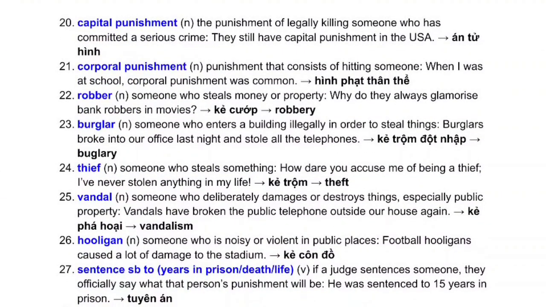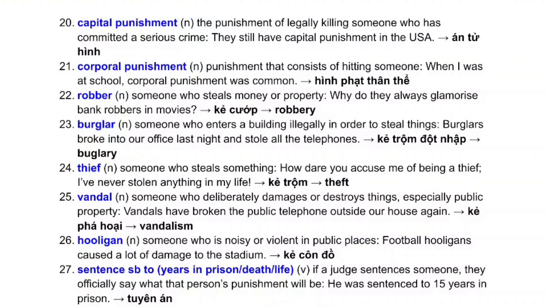20. Capital punishment. Capital punishment means the punishment of legally killing someone who has committed a serious crime. Example: they still have capital punishment in the USA. 21. Corporal punishment is the punishment that consists of hitting someone. Example: when I was at school, corporal punishment was common.